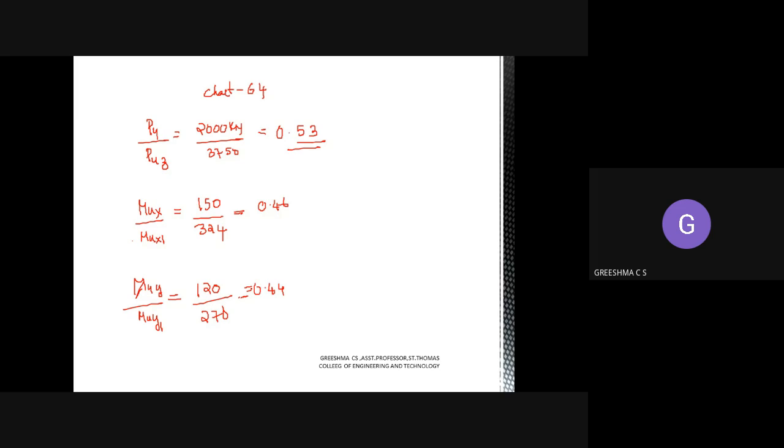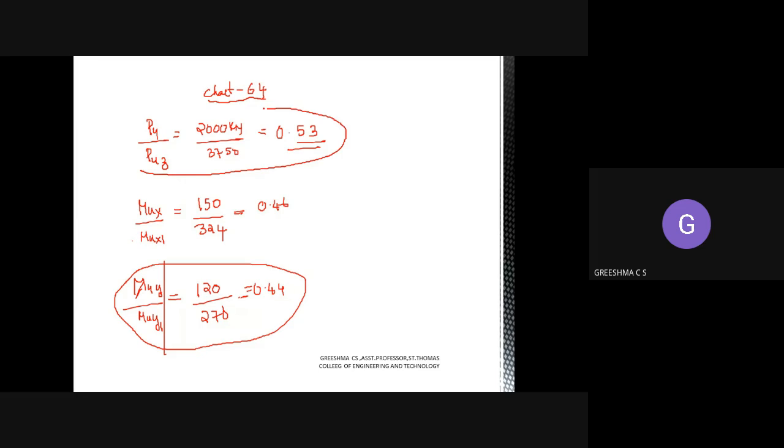Now using this value we should find out the permissible value. First of all, you can choose any one of these two values, Mux1 or Muy1. So for now we can take this value Muy divided by Muy1 and Pu divided by Puz. Using these two values we can find out the permissible value for Mux divided by Mux1.